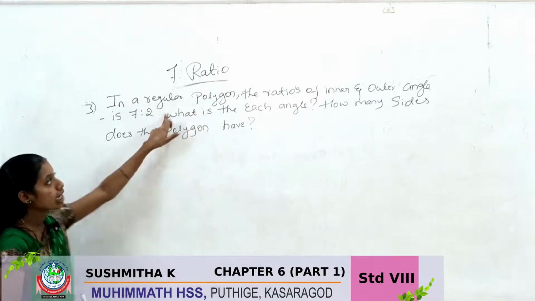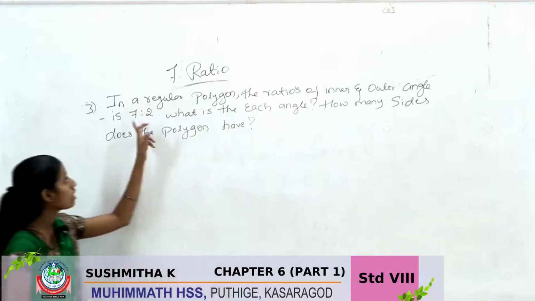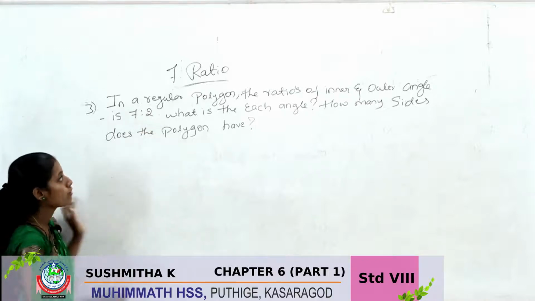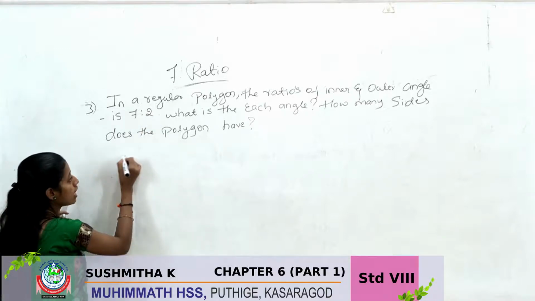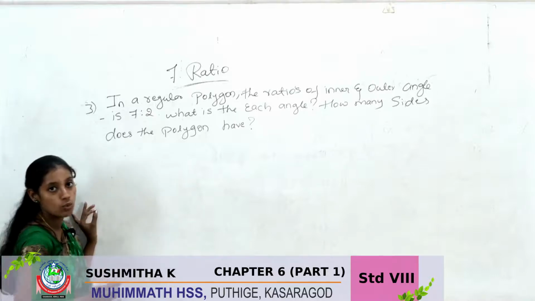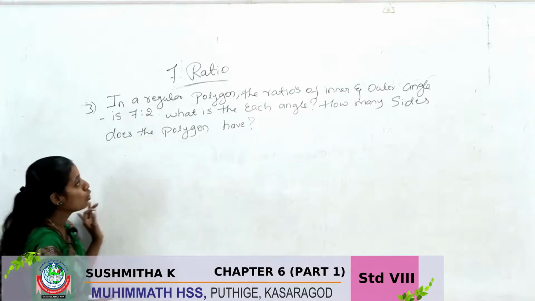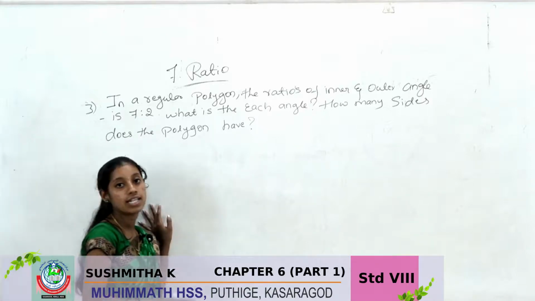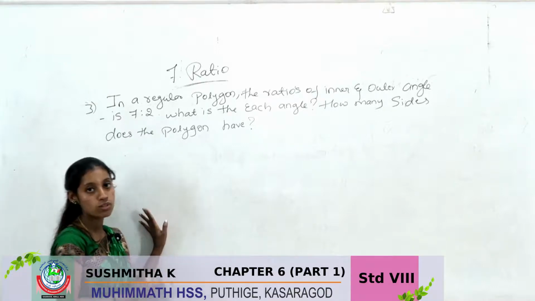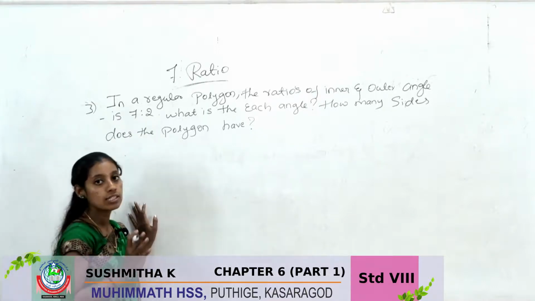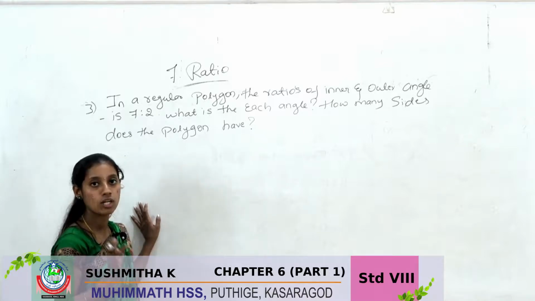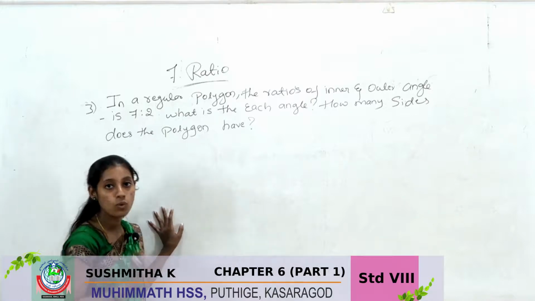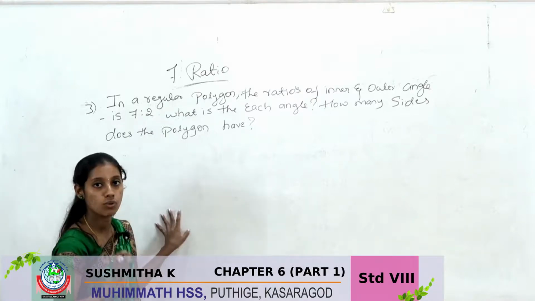So in a regular polygon, the ratio of inner and outer angle is 7:2. What is each angle? So we know that in a regular polygon, the sum of the inner angle is equal to 180 degree and also the sum of the outer angle is equal to 360 degree. In any regular polygon, the sum of the inner angle is equal to 180 degree and the outer angle is equal to 360 degree.